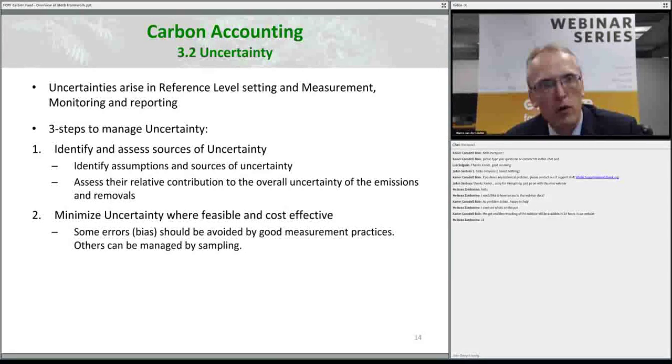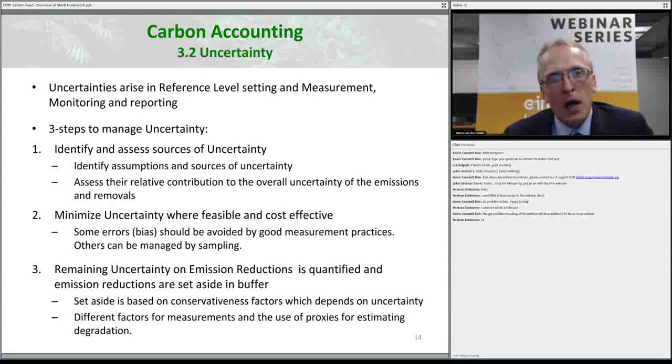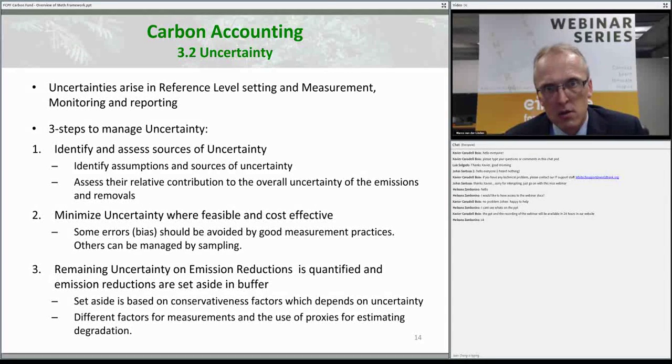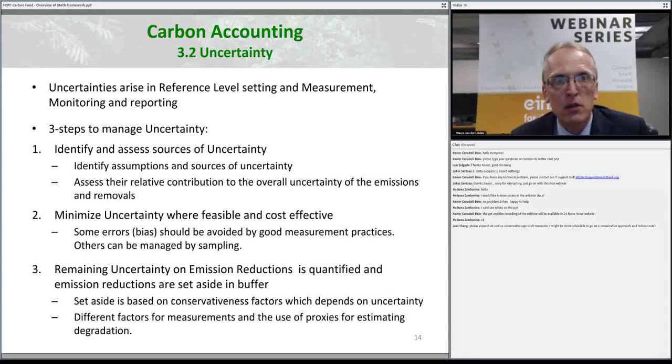But some uncertainty might be remaining, and the Carbon Fund does not set an absolute threshold. It doesn't tell you that your uncertainty needs to be lower than X. But what it says is that once you've done your best, you need to quantify the remaining uncertainty, and then based on that quantification, part of your emission reductions will be set aside in a buffer.